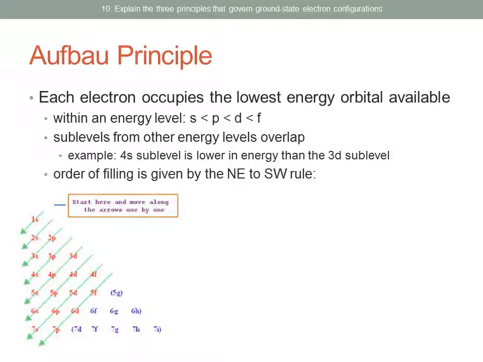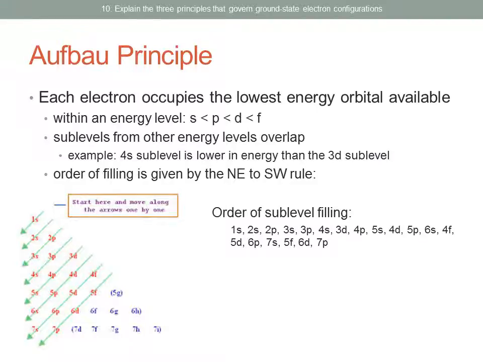So if we simply write all that down, it would look like this. The order of the filling, and you can see it here, just following each arrow from top to bottom, 1s, 2s, 2p, etc., all the way up through 7p.